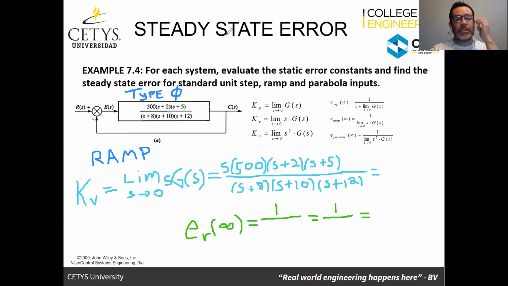What's going to happen now when I substitute the limit? So this, and this, is going to be 0.